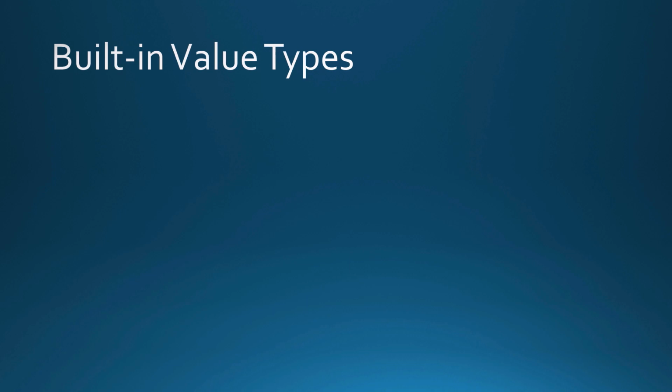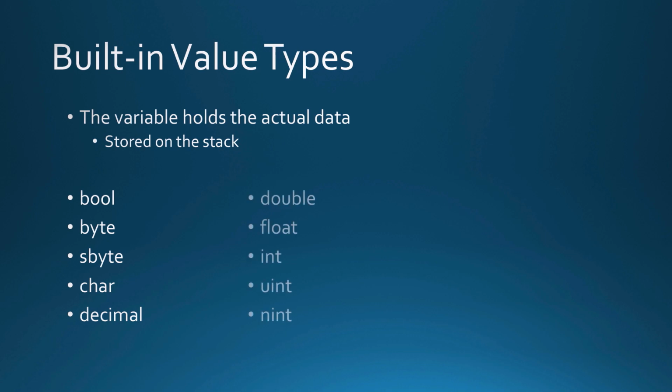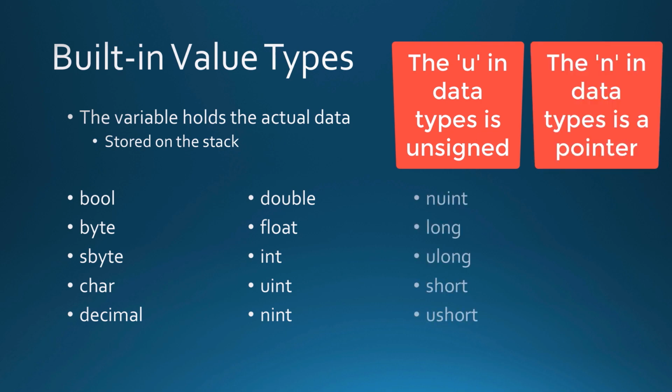.NET provides us with many built-in value types. Now, this is the variable that holds the actual data that is stored on the stack, and they consist of bool, byte, sbyte, character, decimal, double, float, int, uint, nint, nuint, long, ulong, short, and ushort.